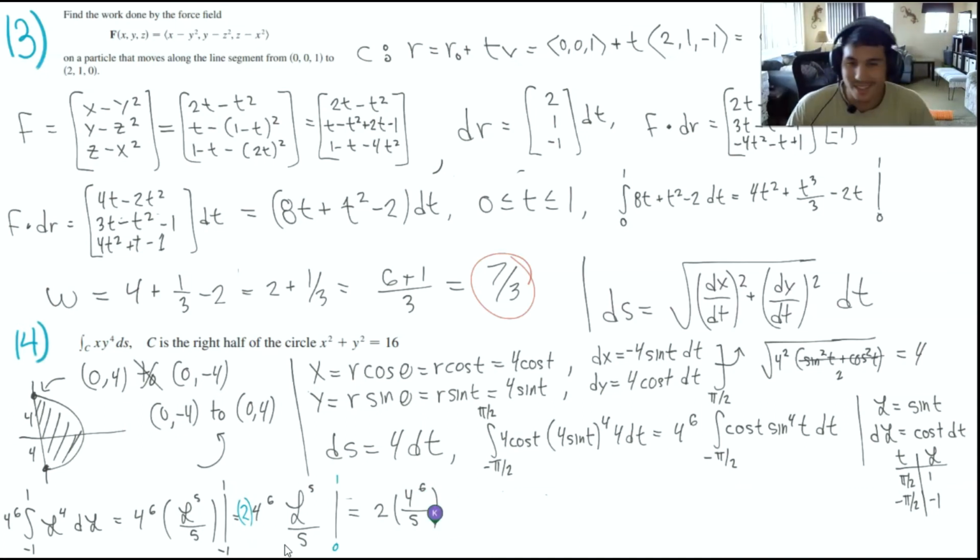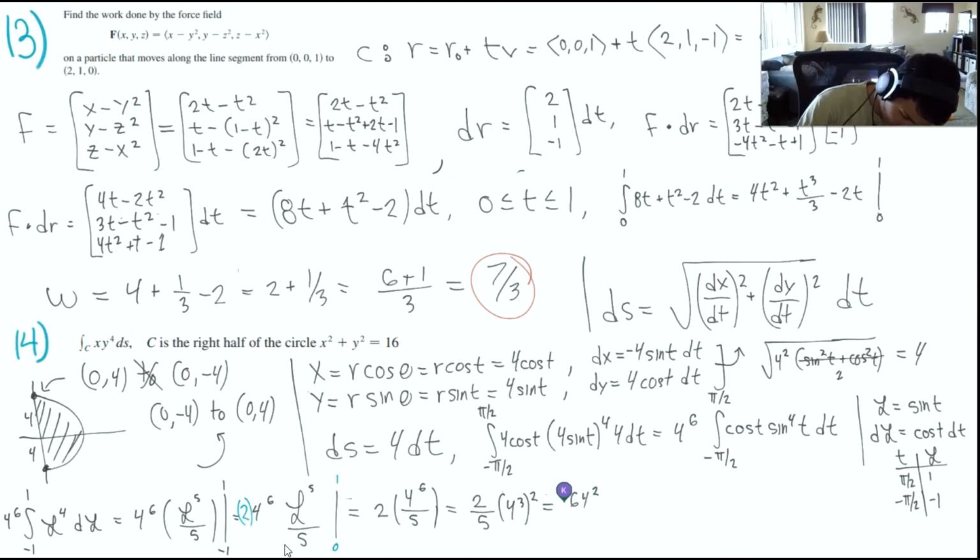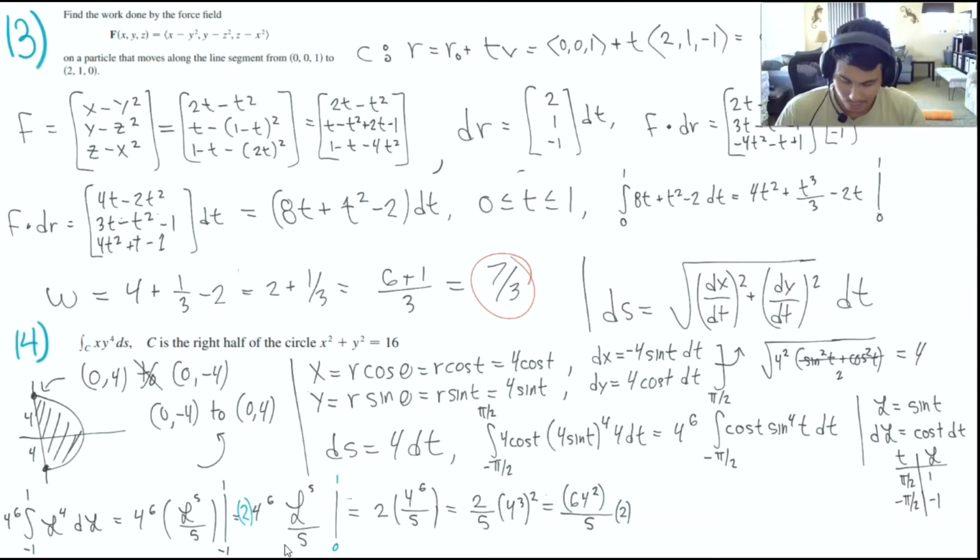Yeah, this is just the answer. So it's 2/5. Okay, and it's 4 cubed squared. I know what 4 cubed is. 4 cubed is 64. So we have 64 squared over 5 times 2. Yeah, and we're just going to leave it at this.